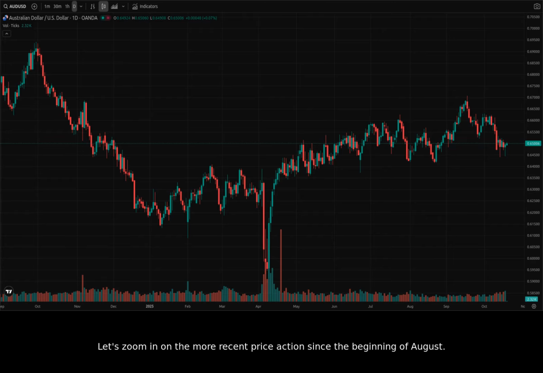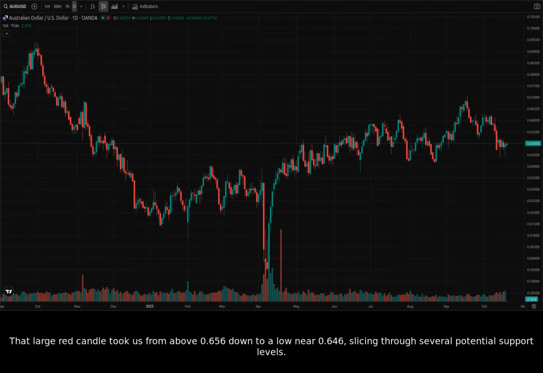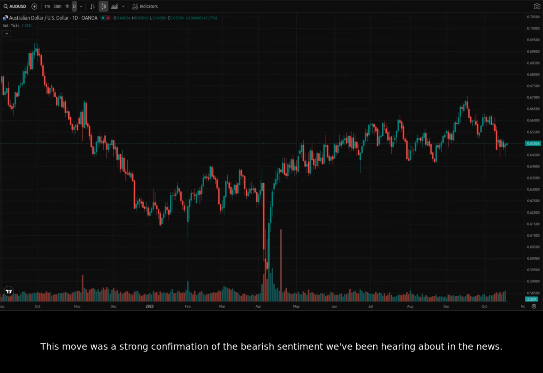Let's zoom in on the more recent price action since the beginning of August. Here we can more clearly see the recent downtrend accelerating. After failing to hold above 0.66 in early October, the price experienced a sharp drop on October 10th. That large red candle took us from above 0.656 down to a low near 0.646, slicing through several potential support levels. This move was a strong confirmation of the bearish sentiment we've been hearing about in the news.